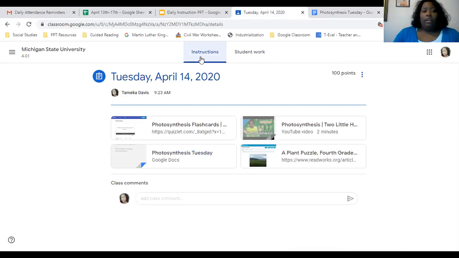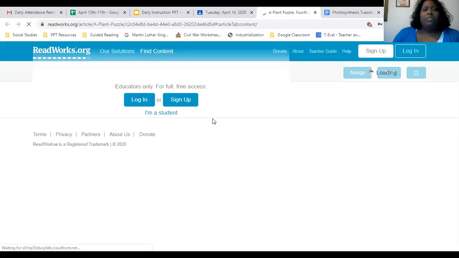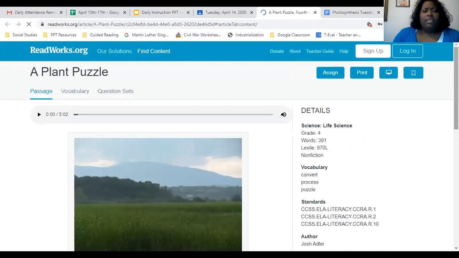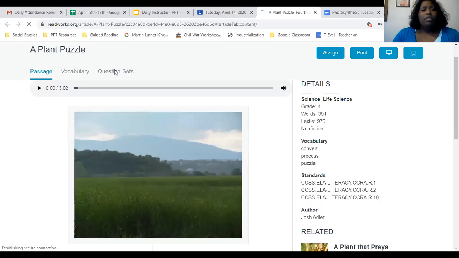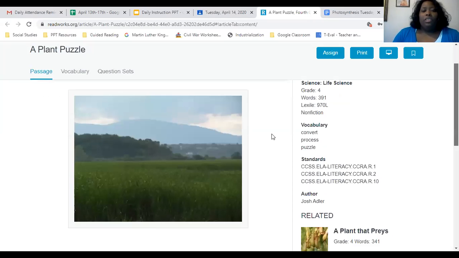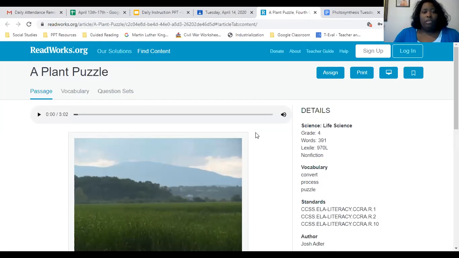All right, from there, you have one more part of the assignment that I want you to complete. It is a reading, and it's talking about plants and photosynthesis. Ms. Davis has already assigned it to everyone, so you just have to log in to your student account. Once you finish answering the questions, all you do is scroll down to the very bottom of the document, and then you press submit, and it will turn everything in for you.